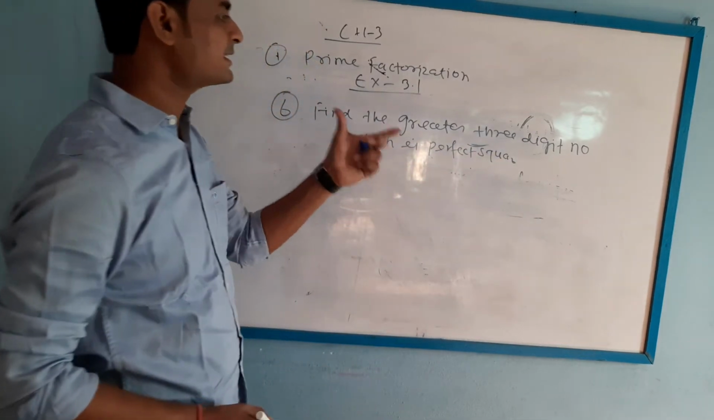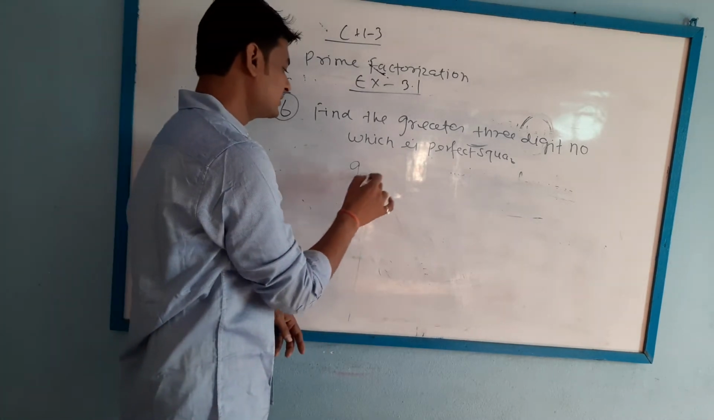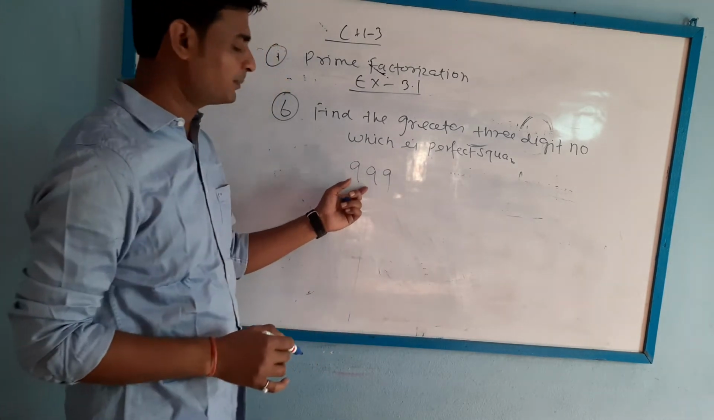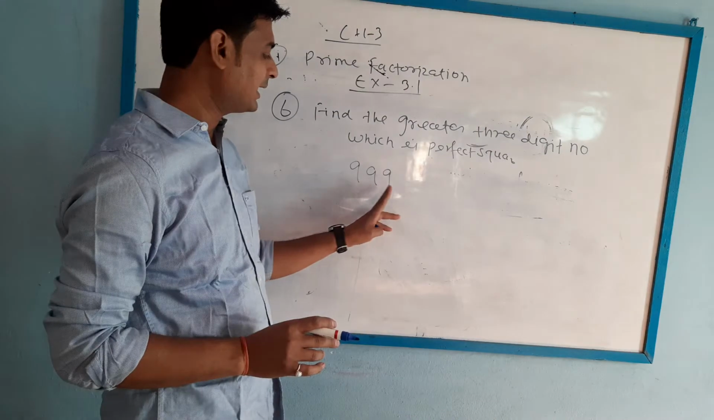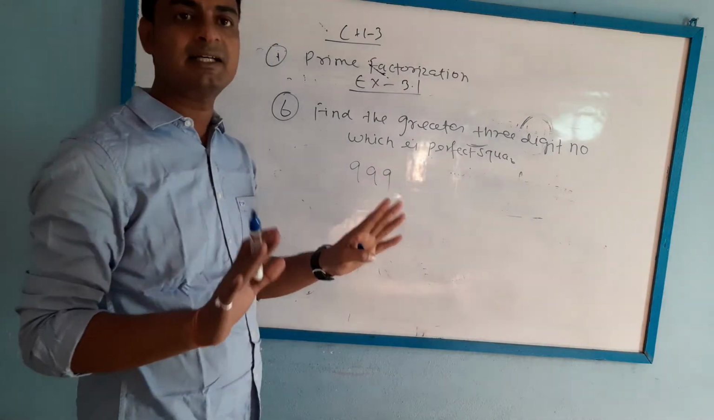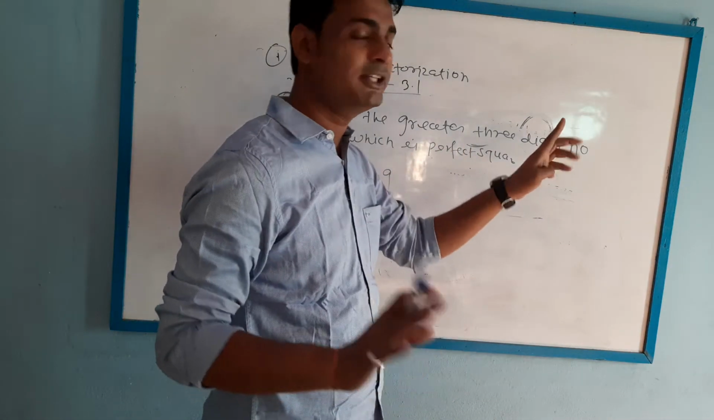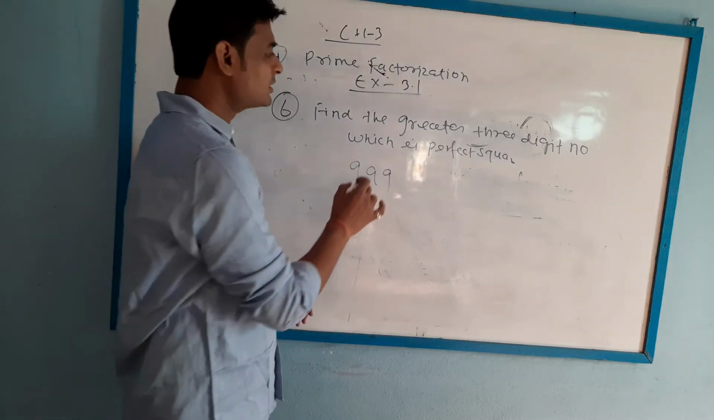So find the greatest 3-digit number. The greatest 3-digit number is 999. 999 is the greatest 3-digit number. So which is the perfect square?